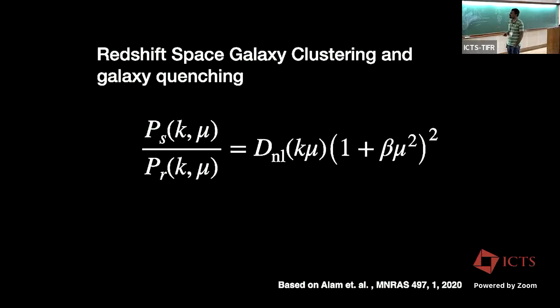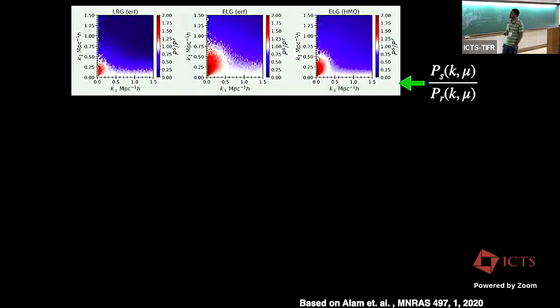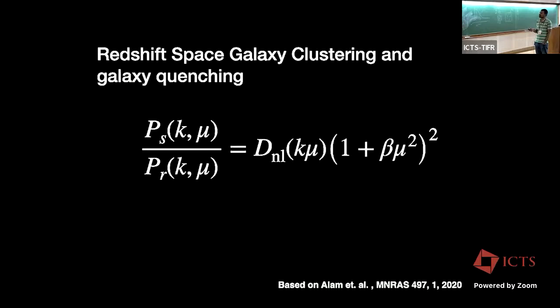Given this is the case, now I can go and try to measure this again in a simulation, because we don't want to work with data to begin with. And I can measure this in different kinds of galaxies. I can measure this in red galaxies, luminous red galaxies. This is the power spectrum, basically this quantity.